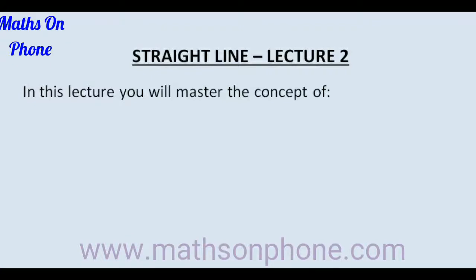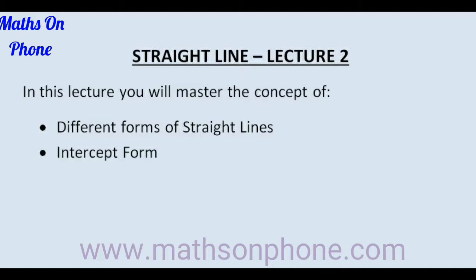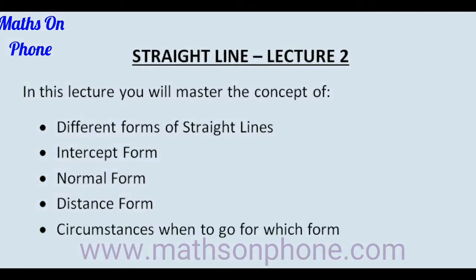In this lecture, you will master the concept of different forms of straight line. Intercept form, that is x by a plus y by b equal to 1. Normal form, that is x cos alpha plus y sin alpha equal to p. Distance form, that is (x minus x1)/cos theta is equal to (y minus y1)/sin theta is equal to plus minus r. And we will see the circumstances when to go for which form.